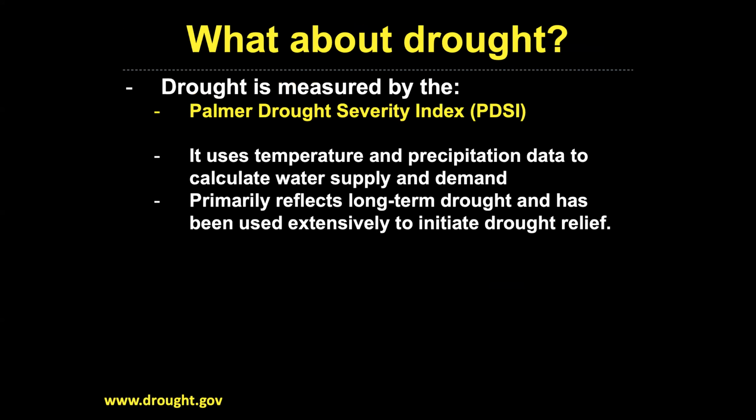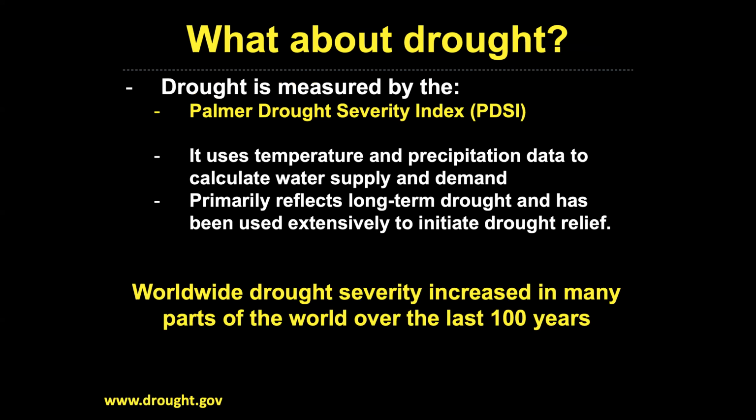Now about drought. Drought is measured by what's called the Palmer Drought Severity Index. It uses temperature and precipitation data to calculate water supply and demand, and it really functions as a long-term drought measurement, okay? And here's a basic conclusion over the past 100 years. It's not a very palatable conclusion. It just simply says that droughts have increased. There's a possibility that perhaps we're more aware of droughts, and there's a larger data set out there that one can point to. So this is still being fleshed out, quite frankly.